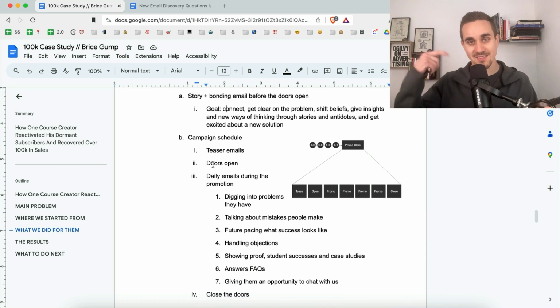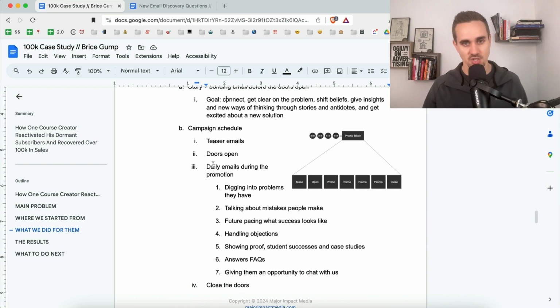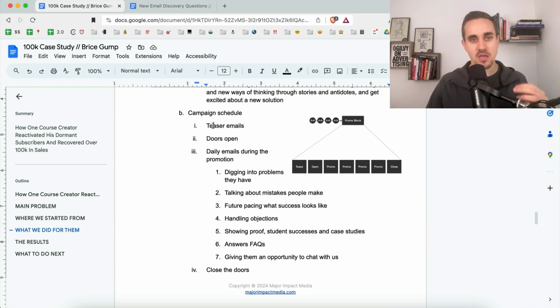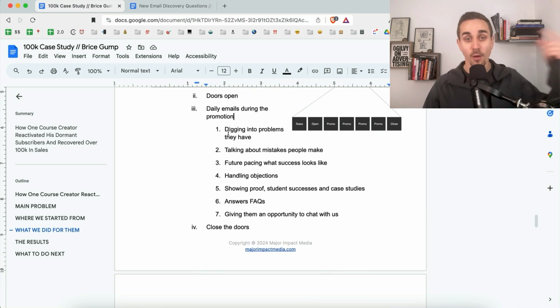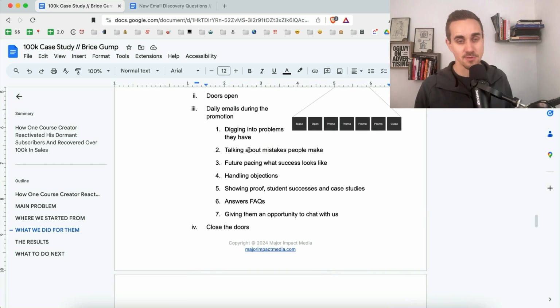And then we go into this campaign schedule. This is what our cash injection campaigns look like. We have a teaser email that goes out, lets people know we've got something good coming. The doors open up. Now people can buy, they get links, they can start joining. And then we have daily emails going during this promotion where we're digging into the problems that people have. We're talking about the mistakes that people often make.